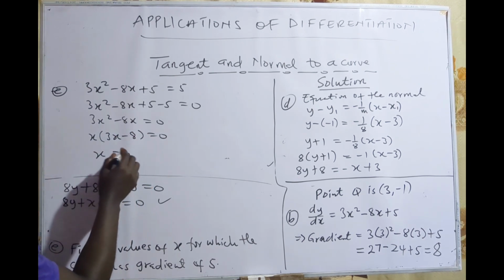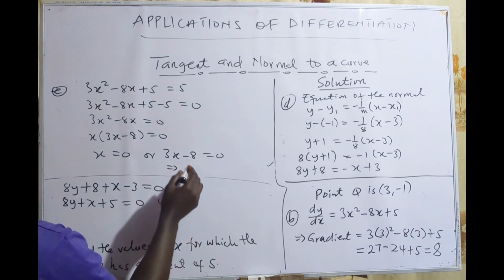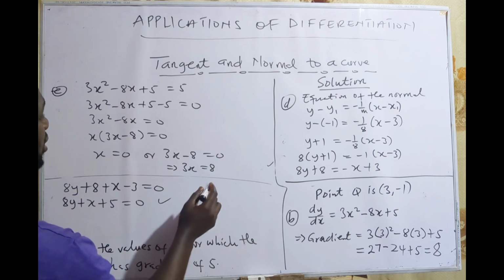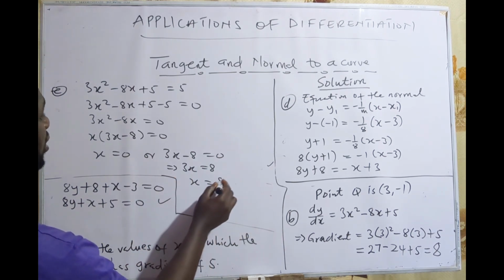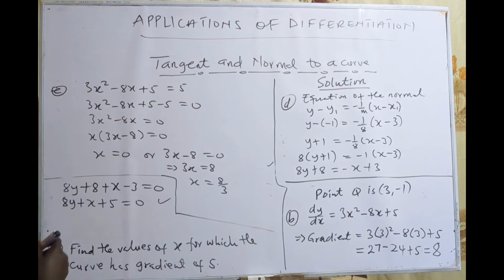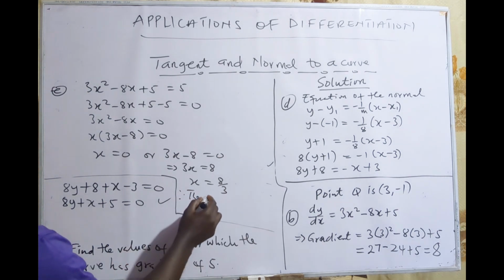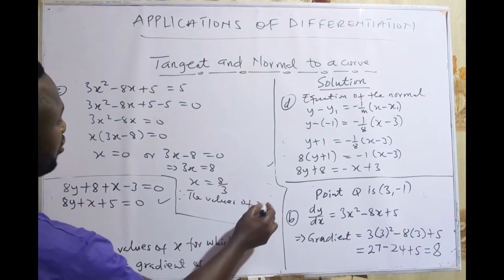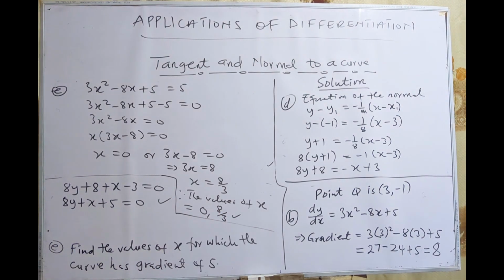So either x is equal to 0 or 3x minus 8 equal to 0, which also means that 3x is equal to 8. And we can say x is equal to what? 8 on 3. So the values of x for which the gradient will be 5. Therefore the values of x is equal to 0 or 8 on 3. So these are the values of x for which the gradient is going to be 5. Is that okay? I believe this is understood and it is so clear.